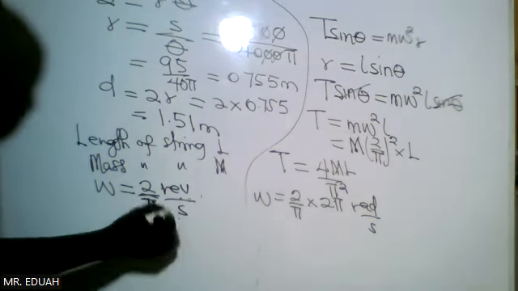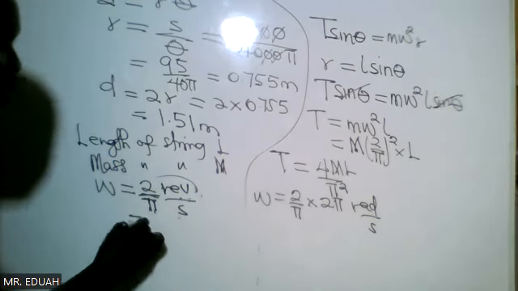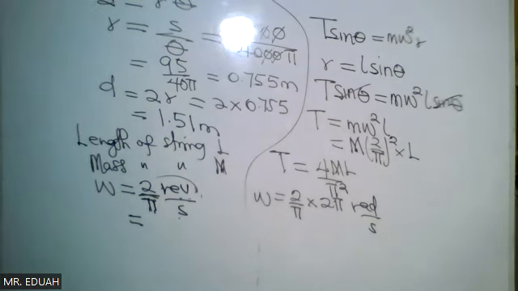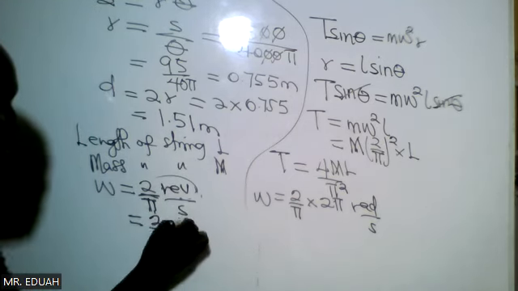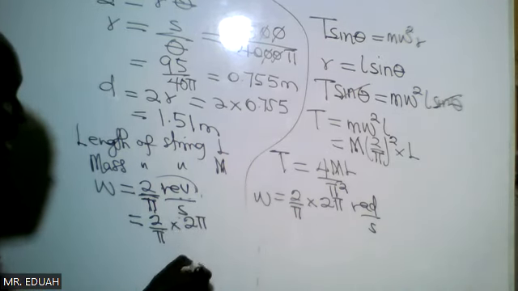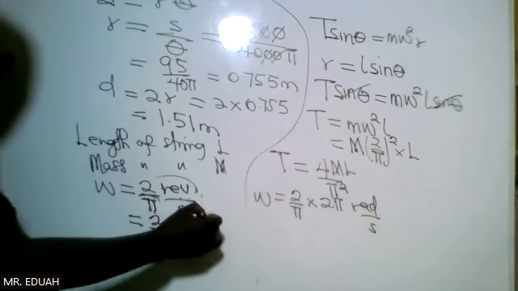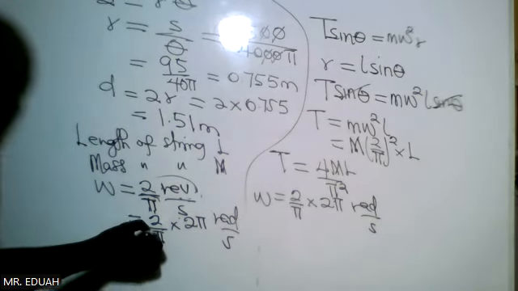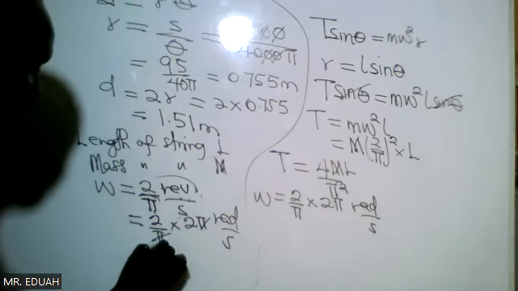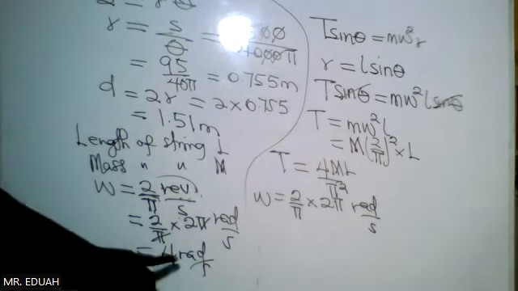So the denominator, the time, is in seconds. Now, one revolution is equal to 2 pi radian. So all that we are doing is that we have 2 over pi times 2 pi radian, converting this to radian. This is radian per second. So in effect, what we have is actually 4 radian per second for the angular velocity.